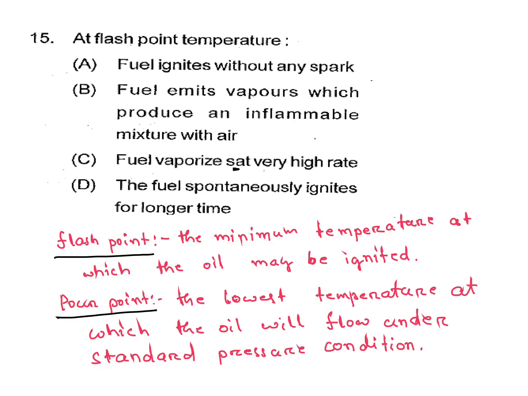Option D is the auto ignition temperature. Sometimes you may confuse auto ignition temperature and flash point. Both are different. For flash point, our answer is A, fuel ignites without any spark. Pour point is also important.